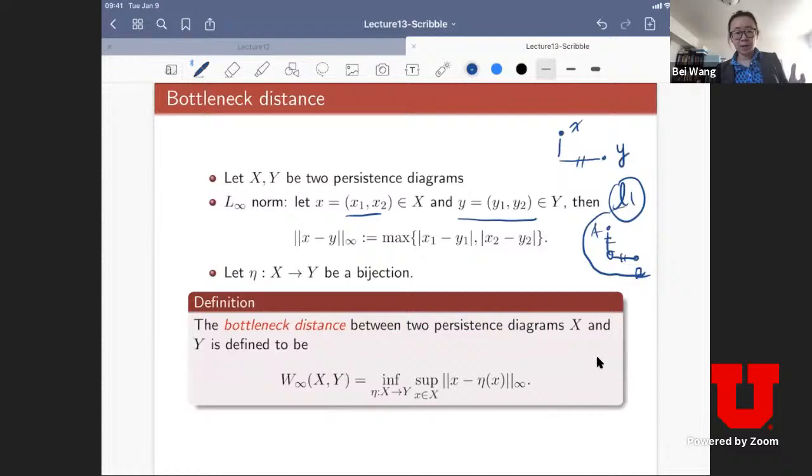Now, for the bottleneck distance, I'm using W infinity to denote it. It looks at a matching between the points, and takes the matching that minimizes the L infinity distance. This symbol here means I'm going to create a bijection between the points in the two diagrams. Based on a particular matching of the points from the first diagram to the second diagram, I look at the worst-case L infinity distance between them, and I minimize that over all matchings. So it's sort of a min-max argument.